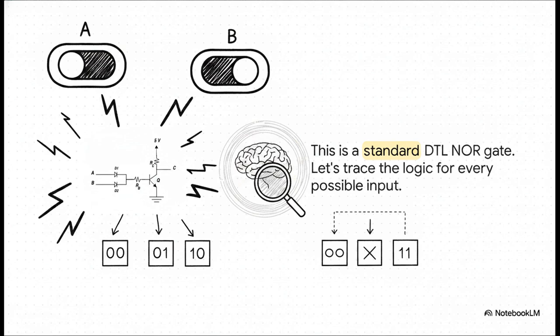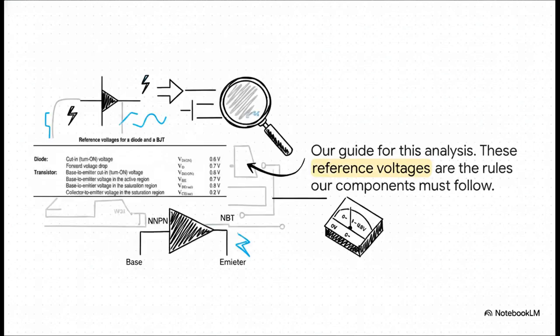Our mission here is simple. We're going to trace the signal flow for every possible combination of inputs and just make sure this thing really does what a NOR gate is supposed to do. And here are the rules of the game. You can think of this as our forensics kit. These are the absolutely critical reference voltages for our components. A diode needs about 0.6 volts to start conducting. A transistor also needs 0.6 volts at its base just to turn on, but, and this is super important, it needs 0.8 volts to be pushed all the way on into what we call saturation. These numbers are going to be everything for our investigation.